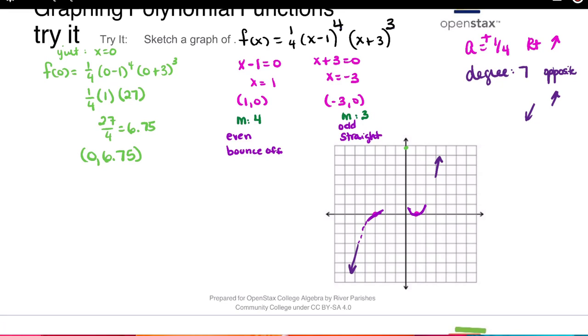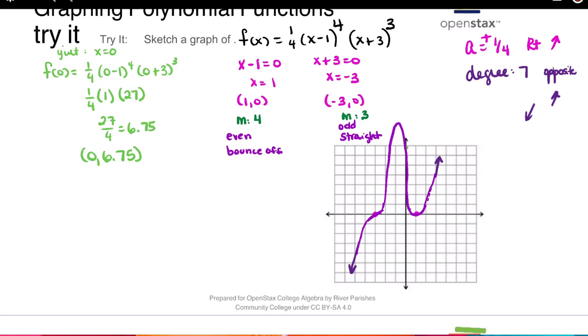I'm going to connect those. Now, what's going on here is I think it's going to go up and then come back down, something like that. So your graph more or less looks something like this. I'm not sure how high it goes, but that's the basic gist. Again, it looks like it's flattening here and flattening here because of the large multiplicities.